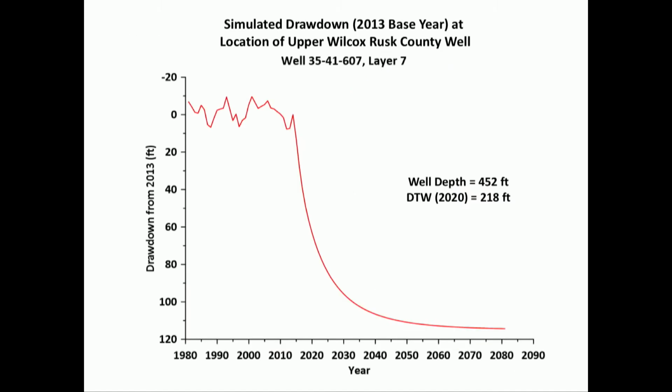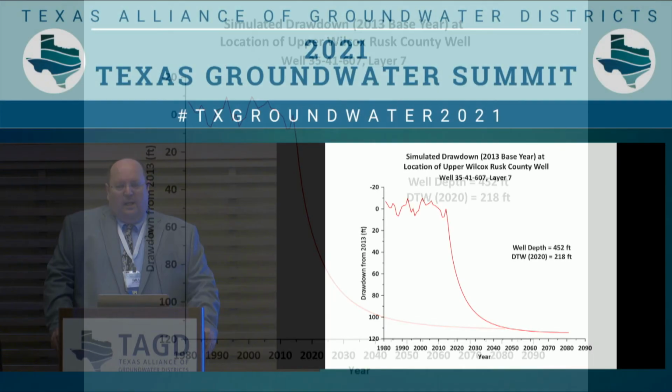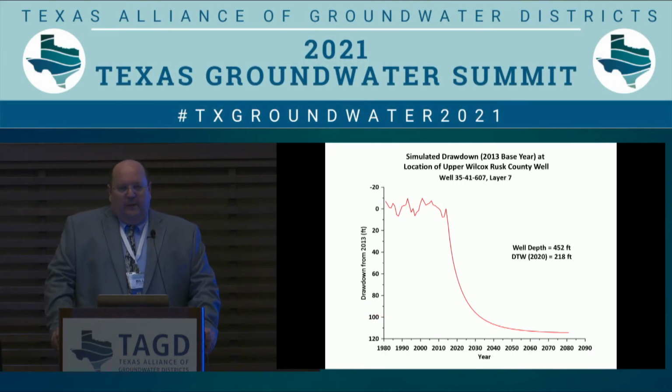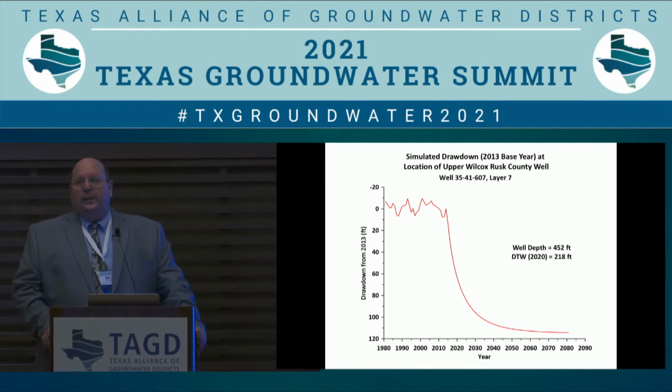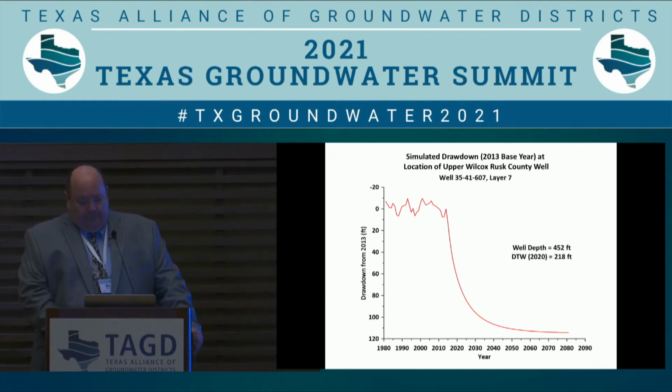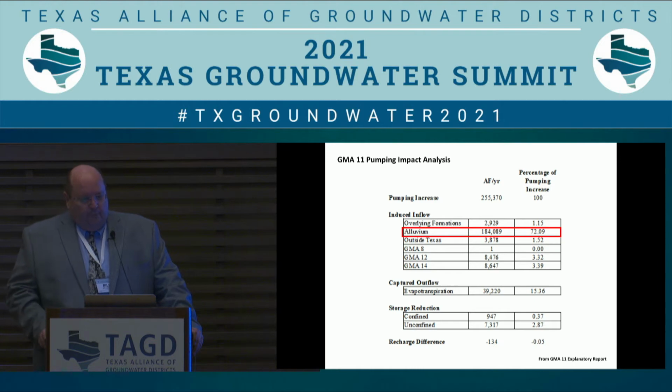What does that mean? Well, this is one of the wells. This is a location of an Upper Wilcox well in Rusk County. And we can see the model predictions of the drawdown from 2013. It sort of bounces around before 1980, and then when the pumping hits, you get this big drop, and then it starts to taper off. It levels off. It's reaching a new equilibrium.